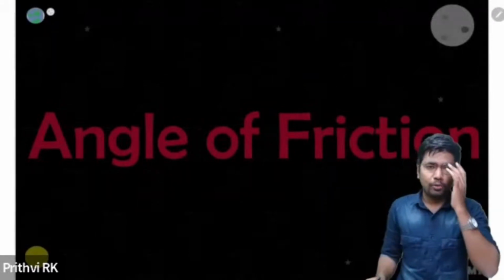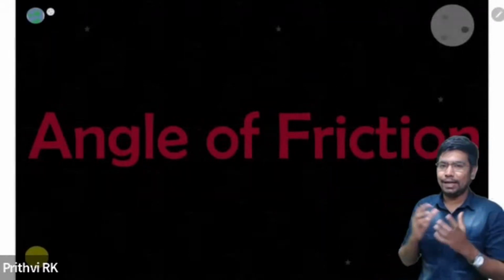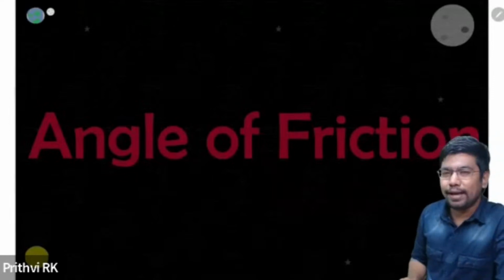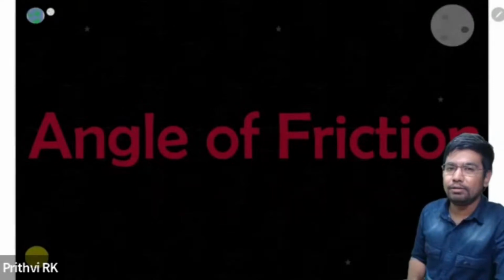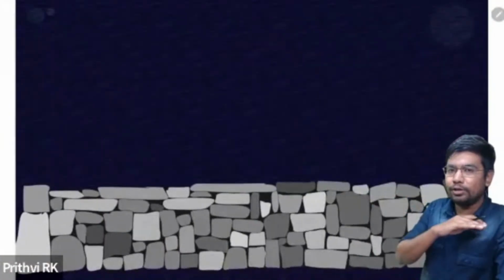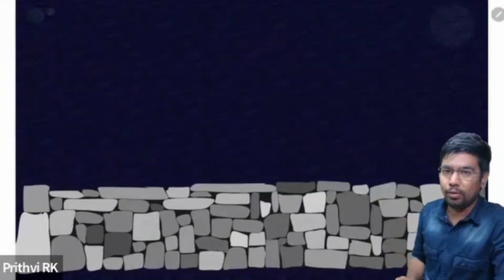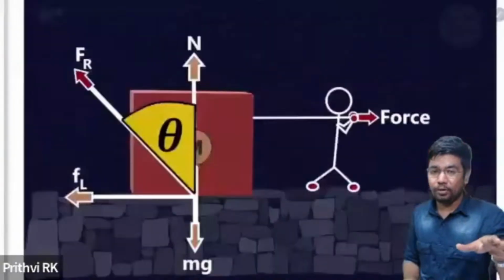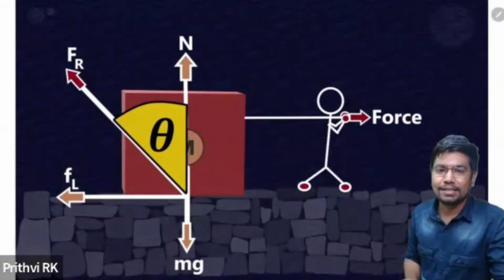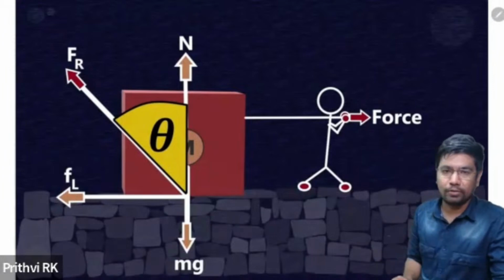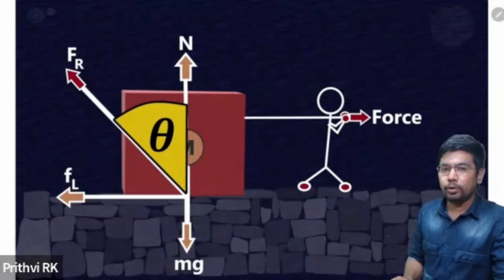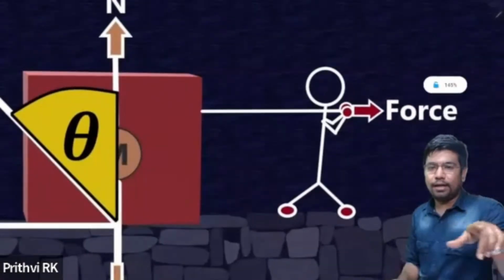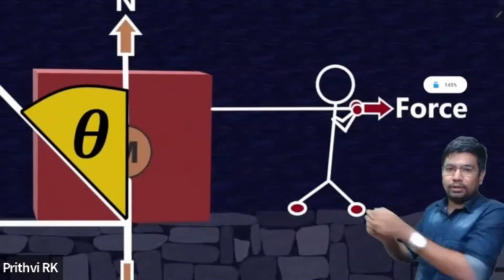So now we are going to see the laws of friction and the angle of friction. How do you find the angle of friction? I will explain it to you. For that, I'm going to take a very, very rough surface. On this rough surface, I'm going to place a mass, a box, whatever it is. And I'm going to try and pull it with a force. Here is a guy pulling it with a force.